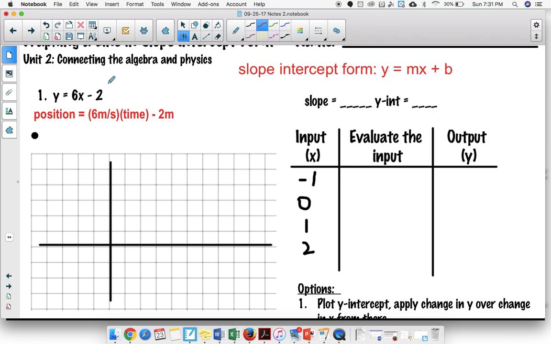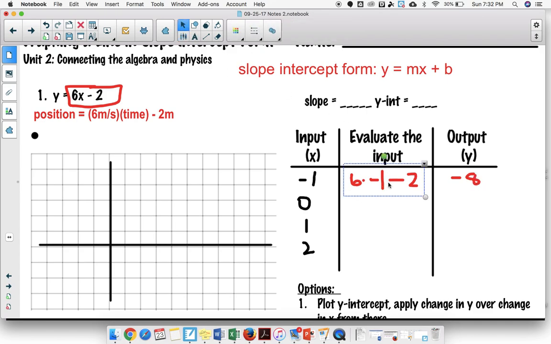When we look at this one, what we're doing is taking the right side of this expression and replacing x with the input. So in this case, we take 6 times -1 and then subtract 2. That gives us -6 minus 2, which is -8. Then we basically do the same thing all the way down. So I'm going to copy this and paste it, and then all we're going to do is change the input number as we move down to each new input.